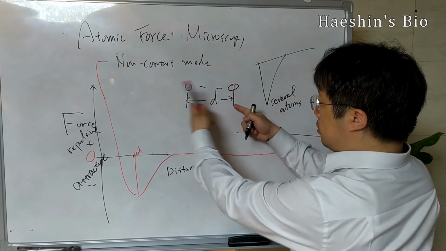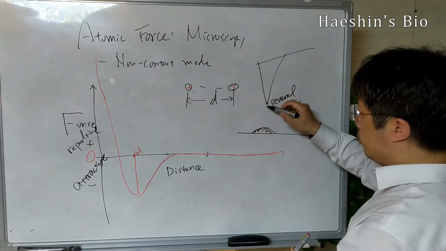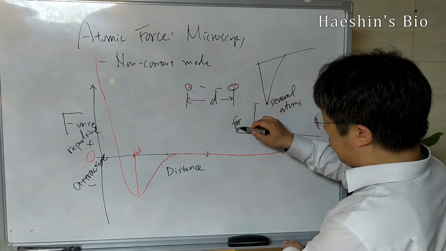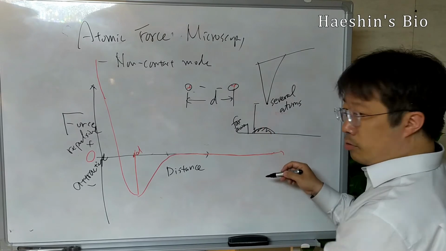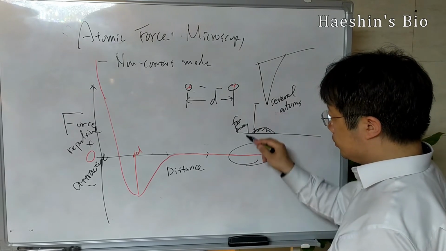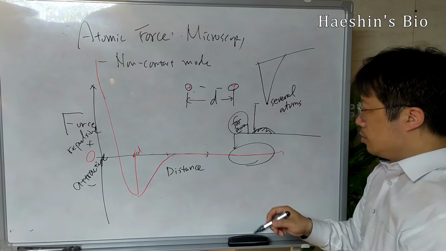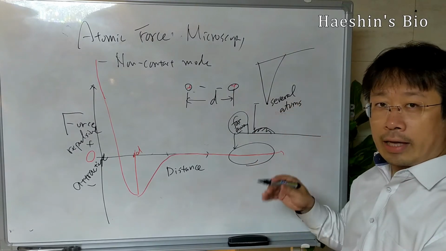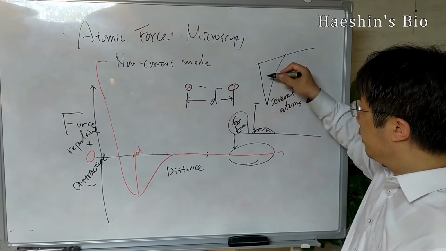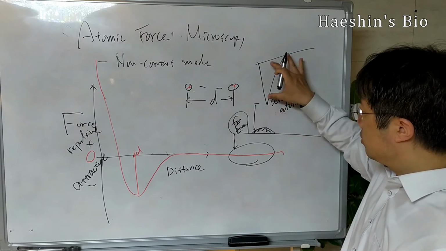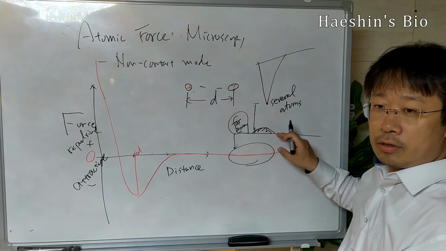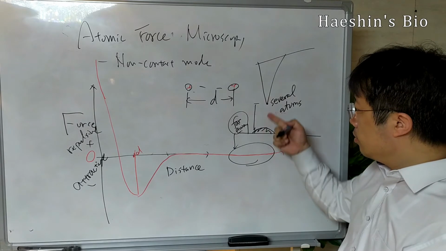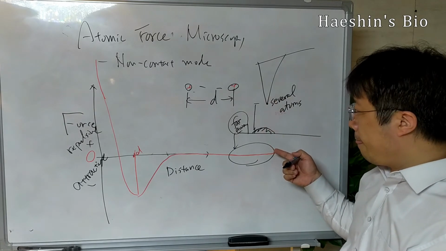You have this distance far away from each other. If this distance is far away, that corresponds to this area. This far-away distance corresponds to this area, which means there's no force acting on each other. So there's no force attracting this tip to the object, and the object doesn't feel any force from the tip either.